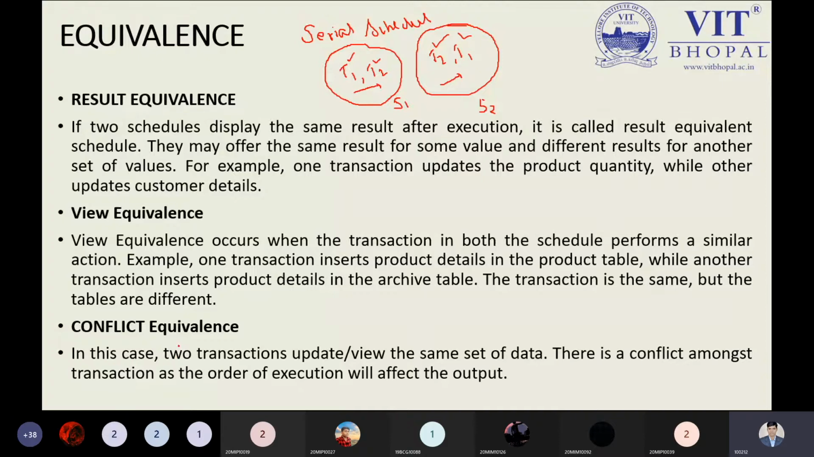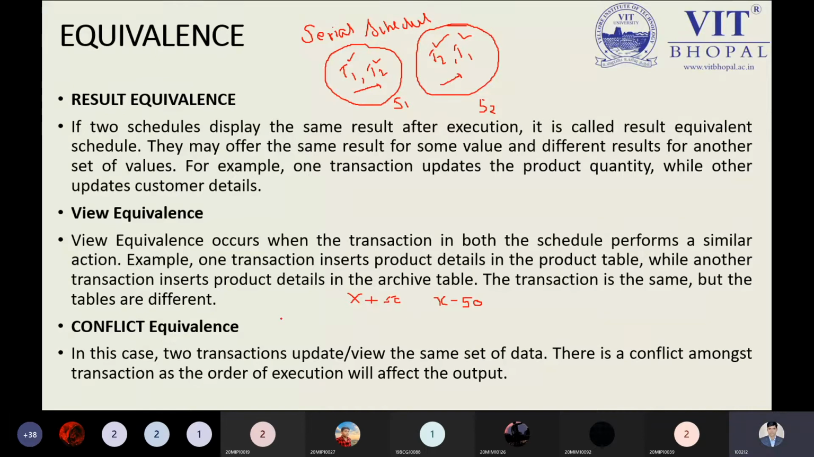In this case, two transactions update or view the same set of data. If I try to update both simultaneously, it will not work. For example, if you try to update an account balance by adding 50 rupees, and at the same time you try to withdraw 50 rupees, which part will execute first? That is a big point. To avoid such a thing, we have a schedule. The schedule is really important here. That is the point from which we have to understand how a conflict may occur.